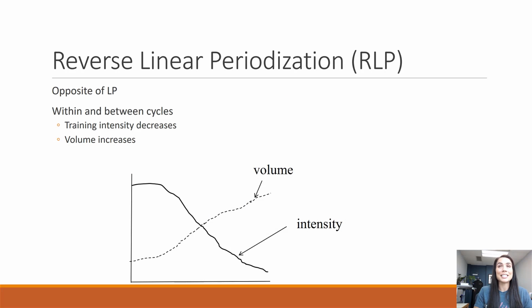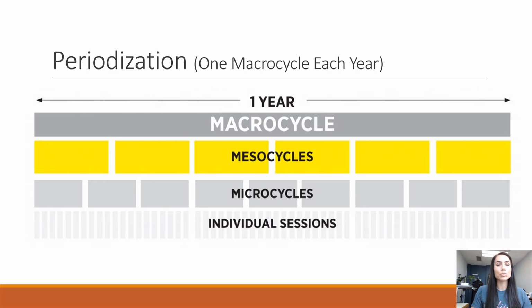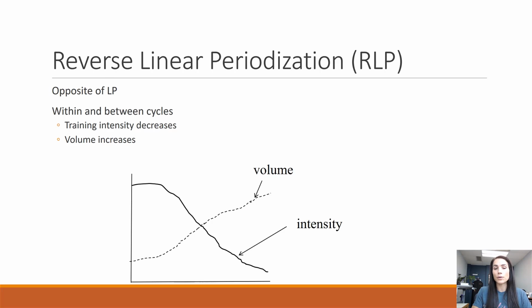So reverse linear periodization is exactly the same thing as linear periodization, except you're switching what you do with volume and intensity. So essentially what you do is you see your training intensity decrease while your volume increases. If you remember, this is the exact opposite of your traditional linear periodization. So all you need to remember is what traditional linear periodization is, and then if you think about reverse linear, it's the exact opposite. Okay, so volume is going to increase in reverse linear periodization as your intensity decreases. It's following the same rules as far as the macrocycle, the mesocycle, the microcycle, and then the individual sessions. Okay, so all that changes is how you go about utilizing volume and intensity.